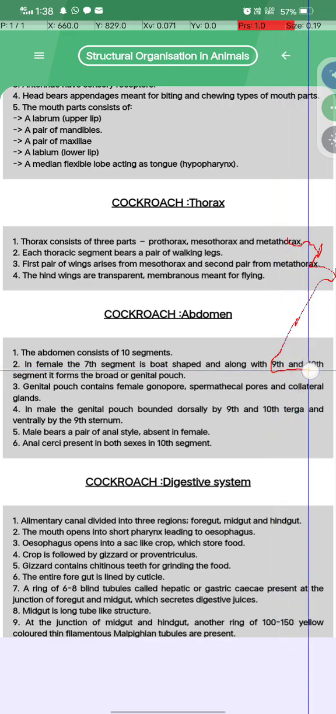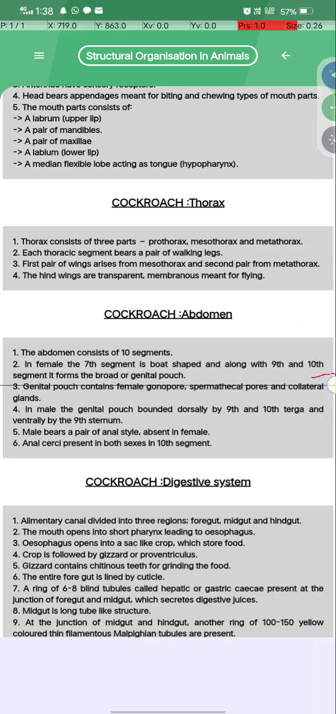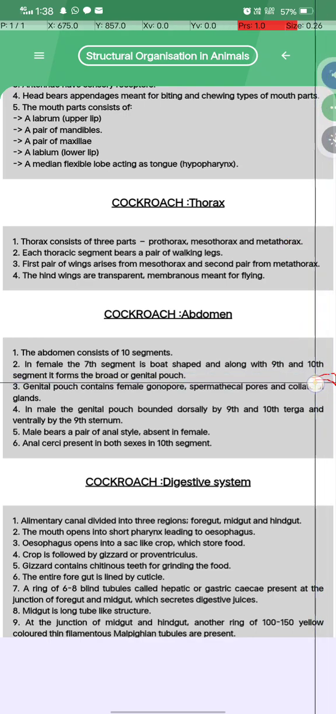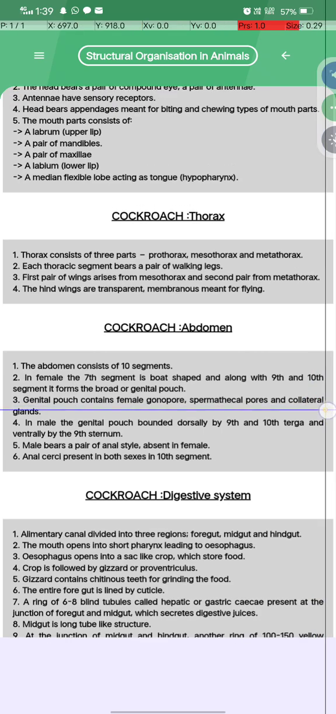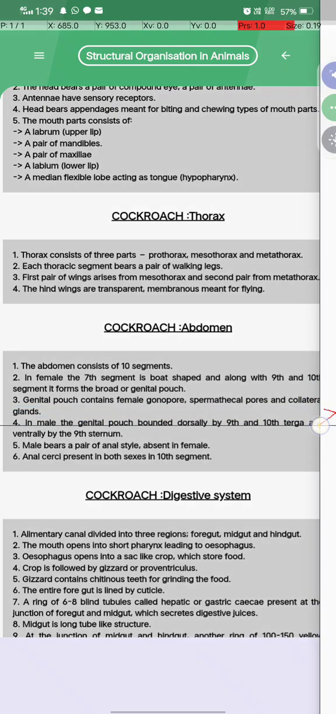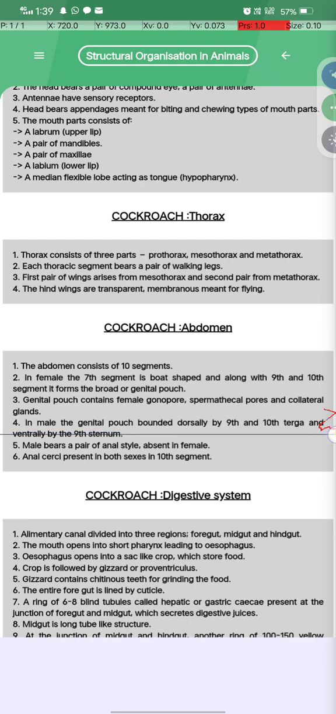The seventh segment is boat shaped, and along with the ninth and 10th segments forms the brood and genital pouch. Genital pouch contains the female gonopore and the spermathecal pores and collaterial gland, and in the male the genital pouch is bounded dorsally by the ninth and 10th terga, and ventrally by the ninth sternum.